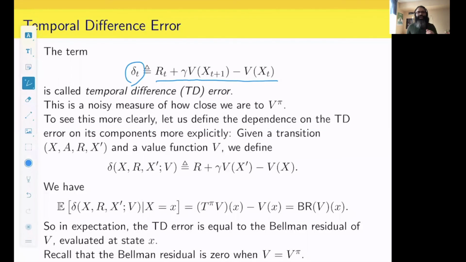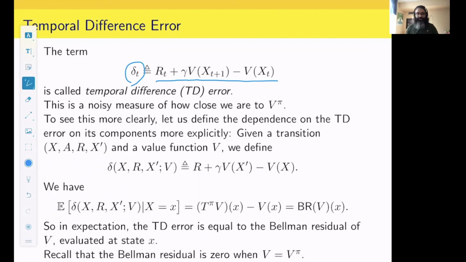Of course, there's a stochastic part of it because of the stochasticity of the reward, the stochasticity of the dynamics, and even the policy. So this value is never 0, even when V is V^pi, but it just fluctuates around it. But in expectation, it would be 0.